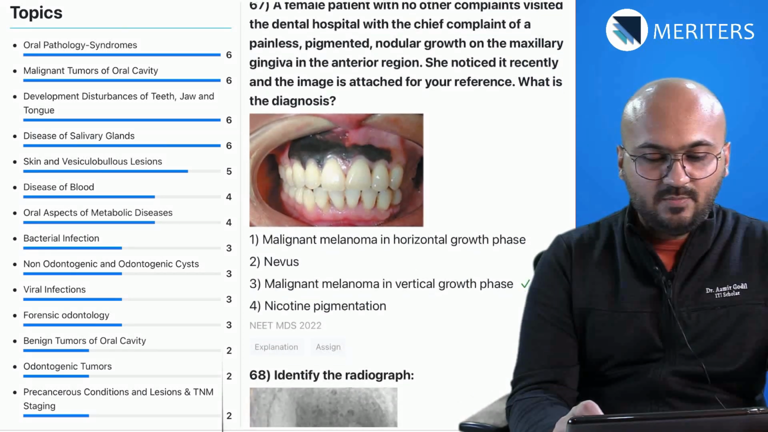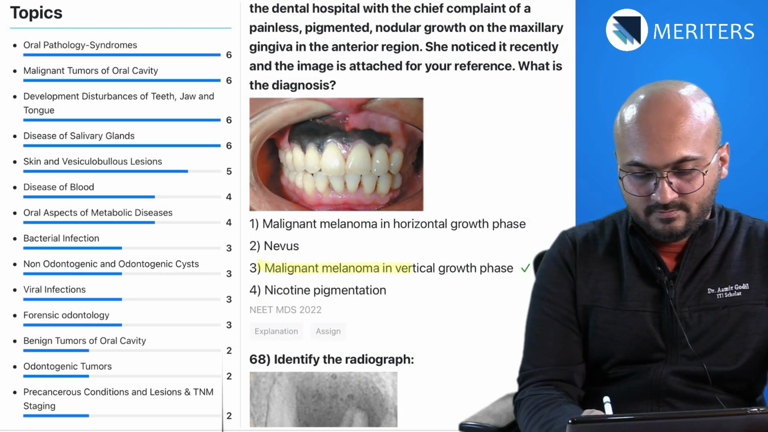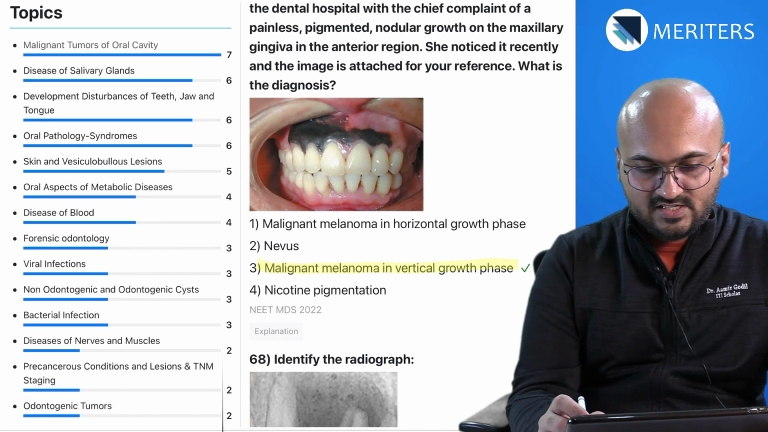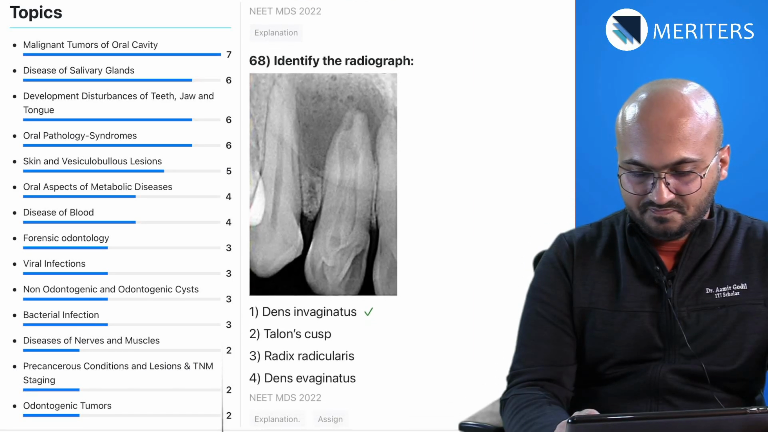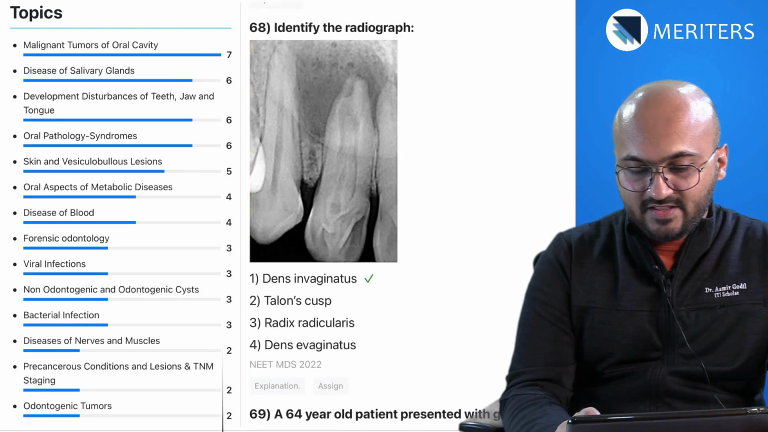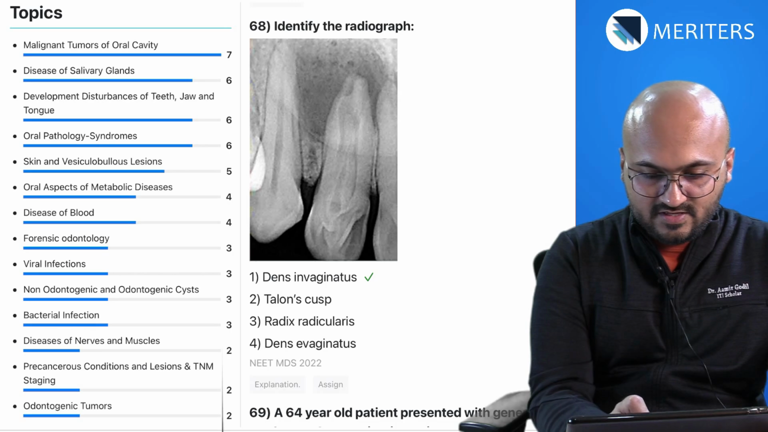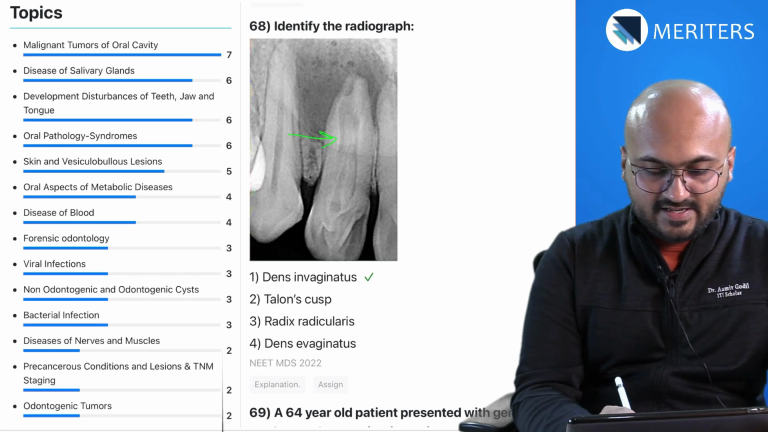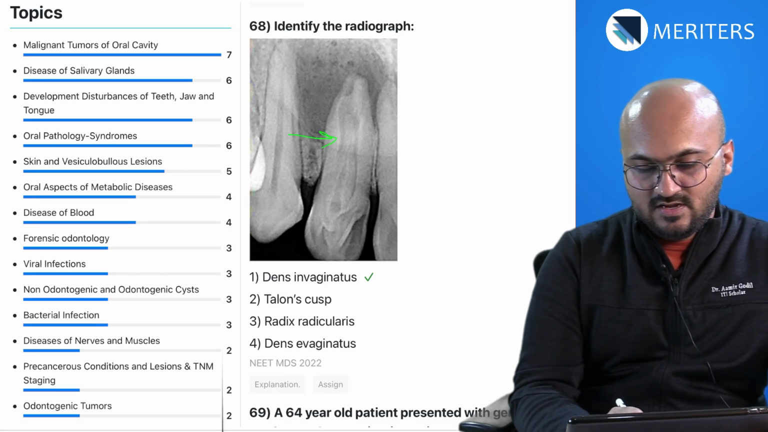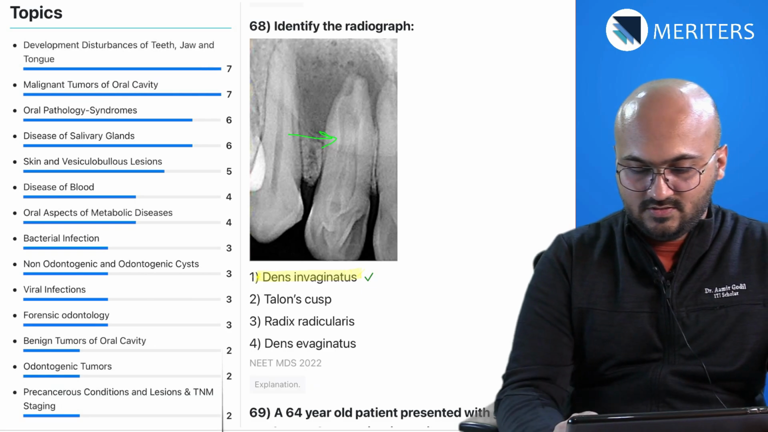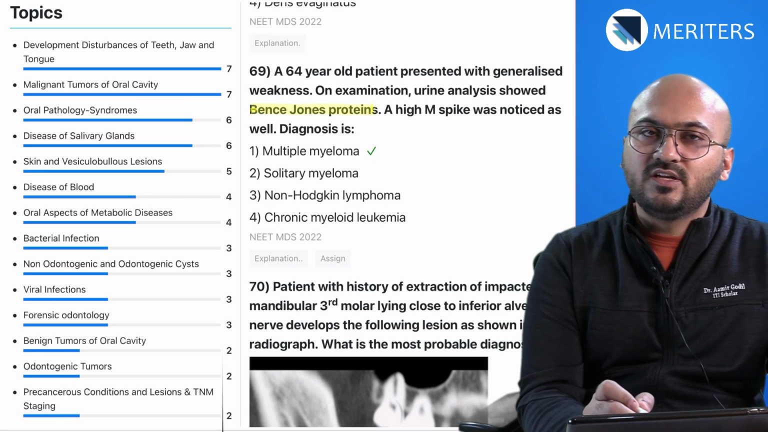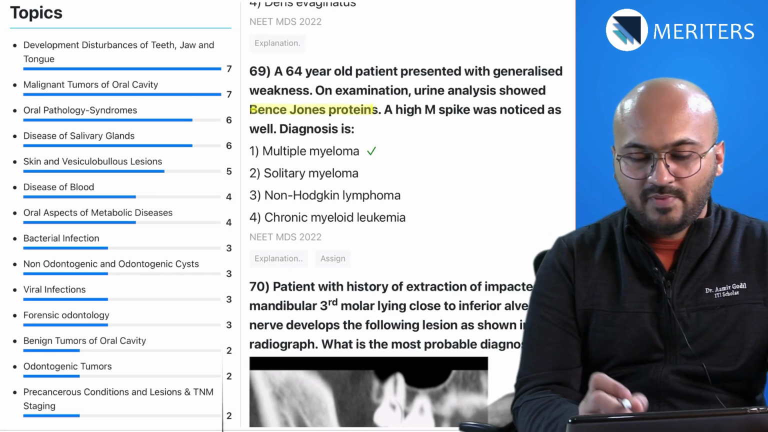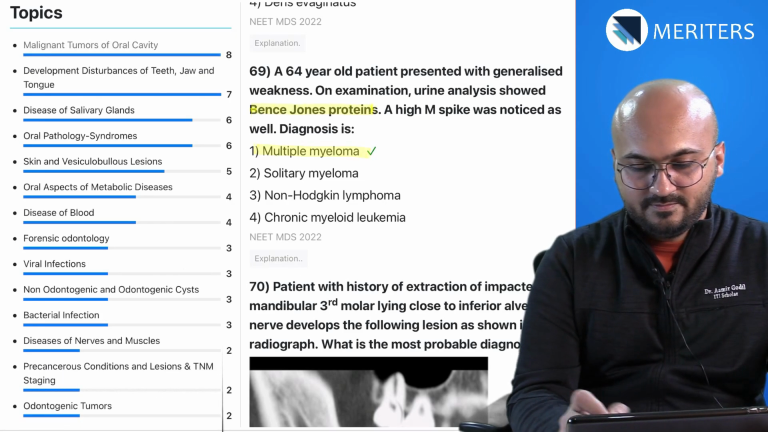Then this is a classical picture of malignant melanoma, which has the vertical growth phase as well. Then identify the anomaly given in the radiograph. This tooth has dens invaginatus, developmental anomalies of teeth. Then a question on Bence Jones proteins. OPATH is incomplete if you have not practiced this. Multiple myeloma.